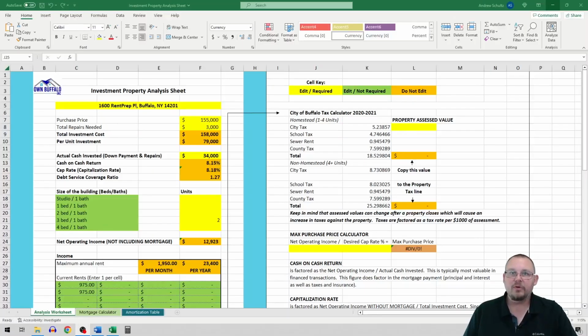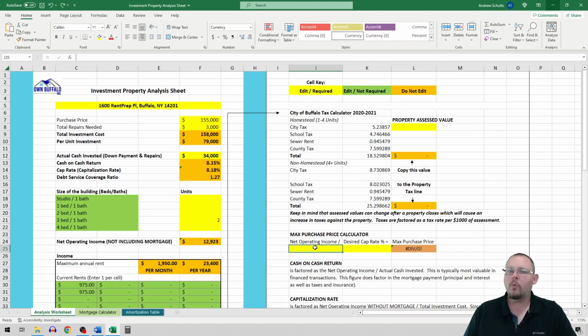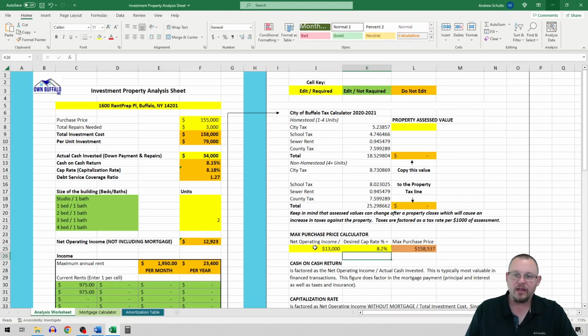One thing that a lot of people don't realize, and this is a little bit of a bonus tip, we actually built a max price purchase calculator right into our spreadsheet here. And essentially, if you know what the net operating income of a property is, in this instance, we're going to say $13,000 because that's pretty close to what we're looking at here, and we know what our desired cap rate is, in this instance, we're going to say 8.2%, it'll actually tell you what your maximum purchase price is.